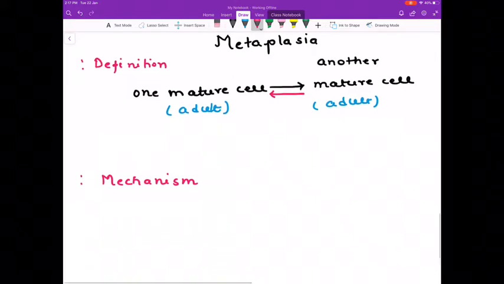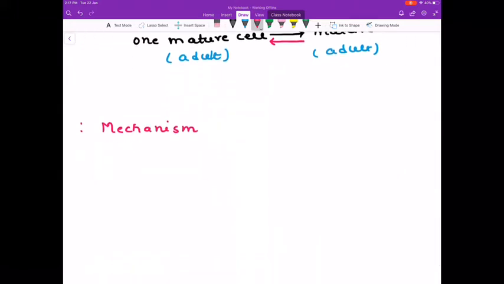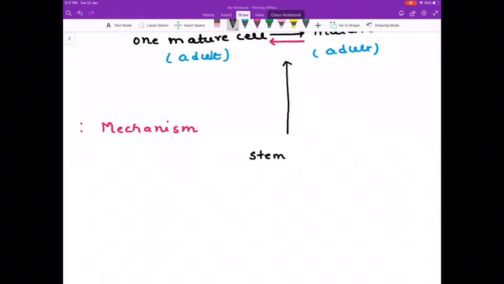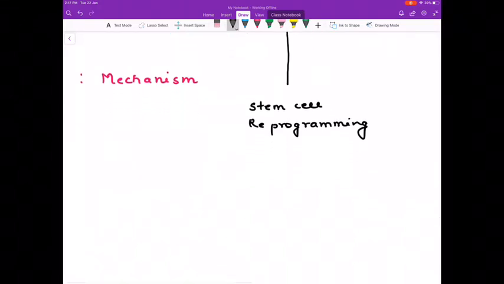But what is the mechanism behind this process? Do we have ability in our mature cells to just transform into another type of mature cell? No, mature cell doesn't have that ability, but yes, stem cells they do have. Stem cells go under a process known as reprogramming. When they reprogram themselves, then they can differentiate into another cell type. So mechanism is stem cell reprogramming.